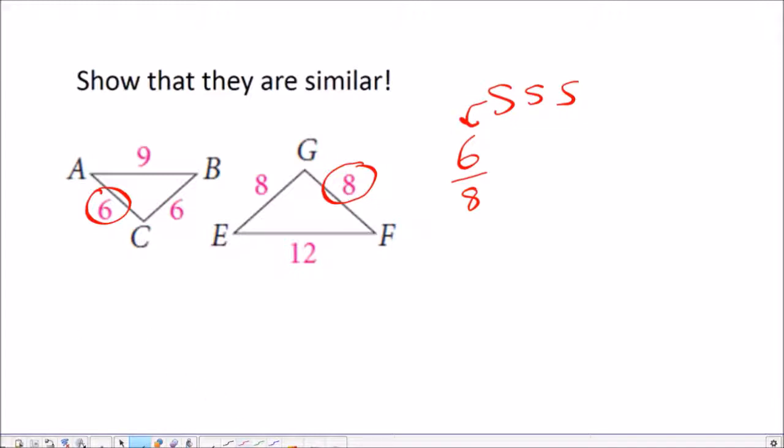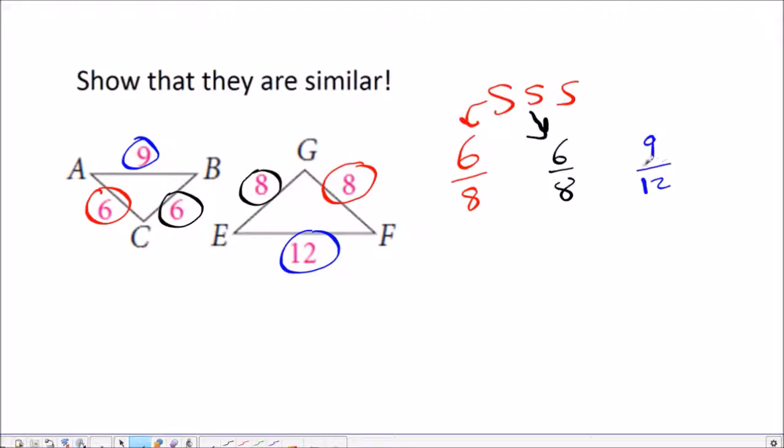Okay. Now, I need to pick a different number. I'm going to pick this 6. This 6, when it rotates, looks like it goes with that 8. So I'm going to put 6 over 8. And notice, because I picked the smaller number on top here, I also have to be consistent, pick the smaller number on top there. There's my second fraction. Let's go to my third fraction. Now I have a 9. 9 has to go with 12. Smaller number goes first. 9 over 12. And so I've written out my three fractions.